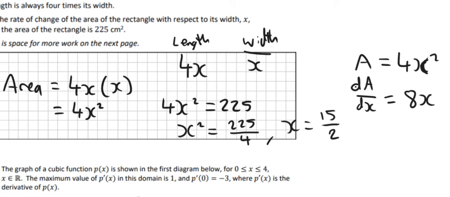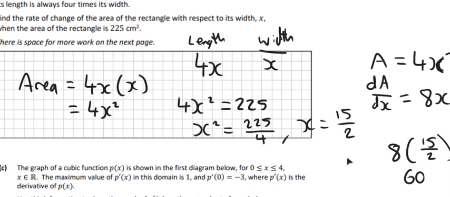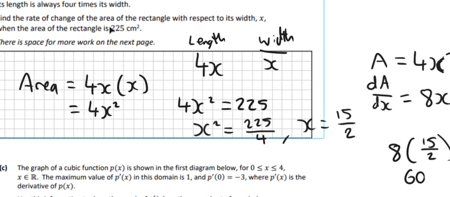So at any given time it's going to be 8x. So let's sub in 15 over 2. So 8 times 15 over 2. It's going to be 4 times 15, so it's going to be 60. So that would be the rate of change when the area of the rectangle is 225.